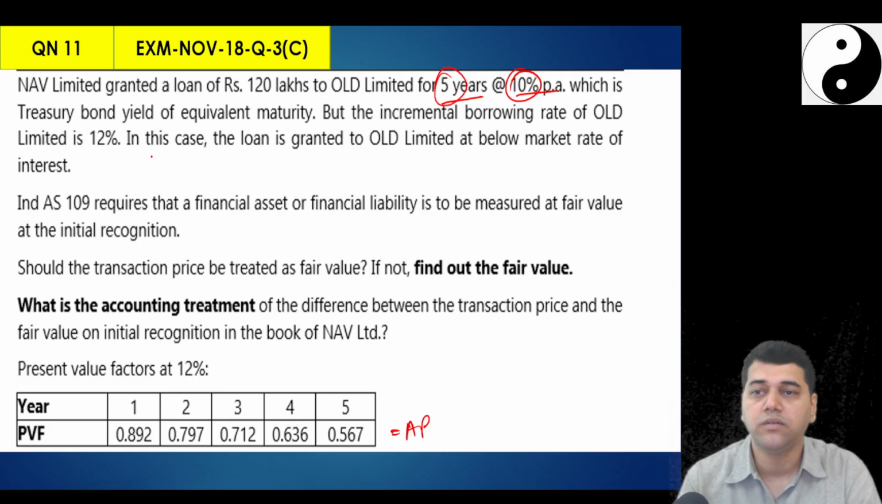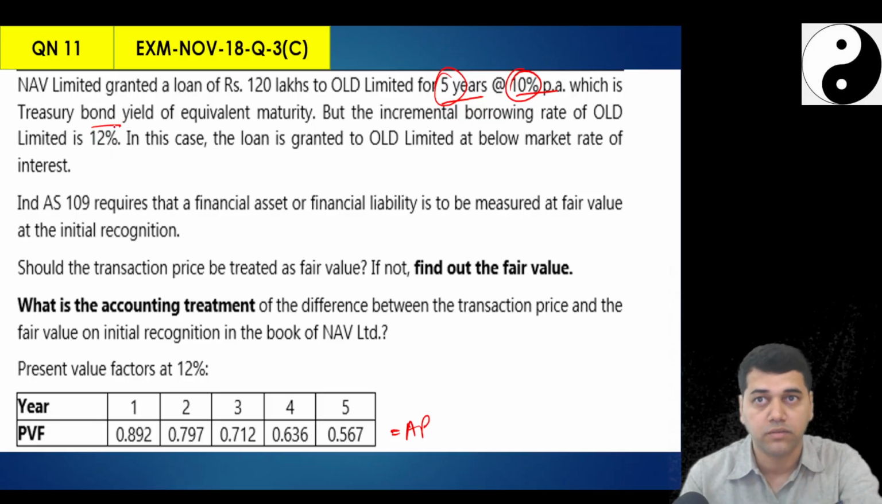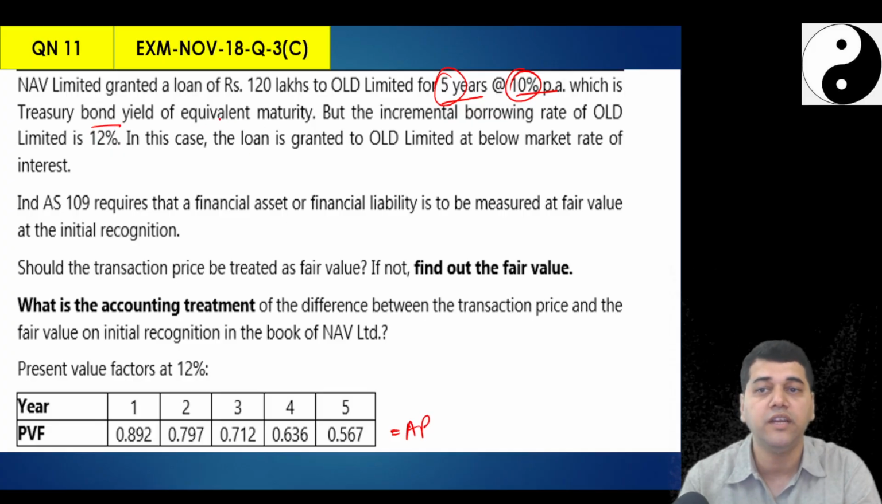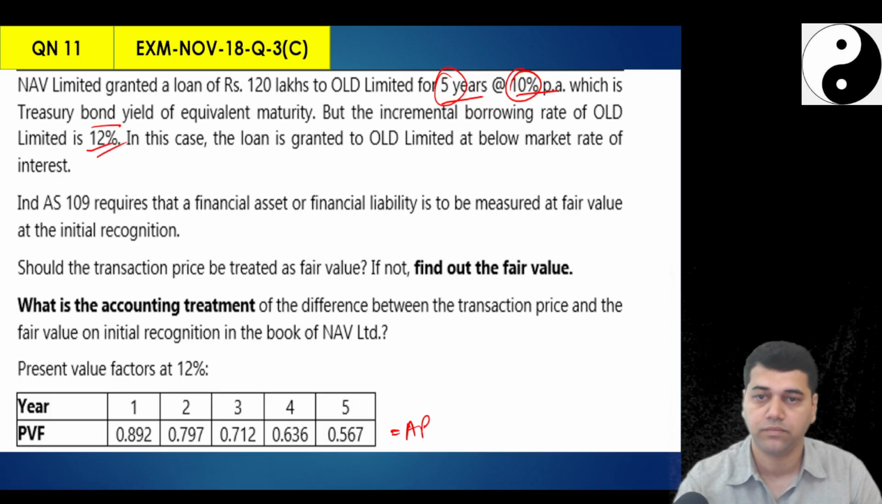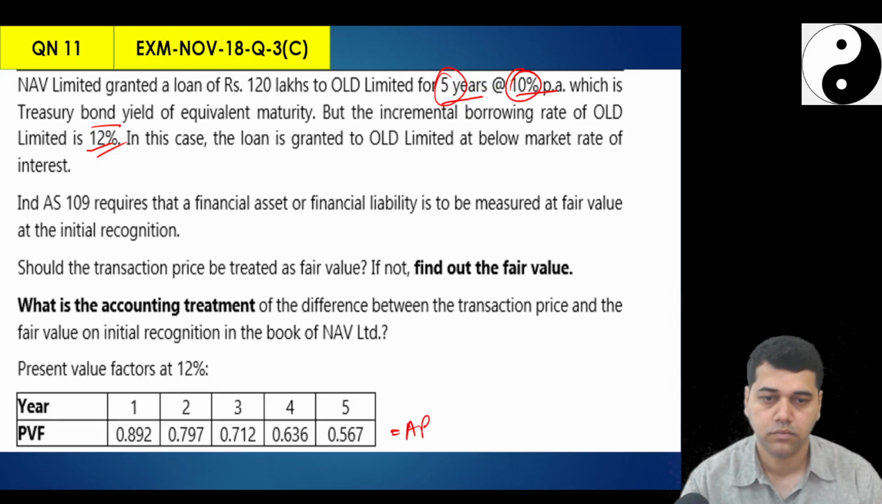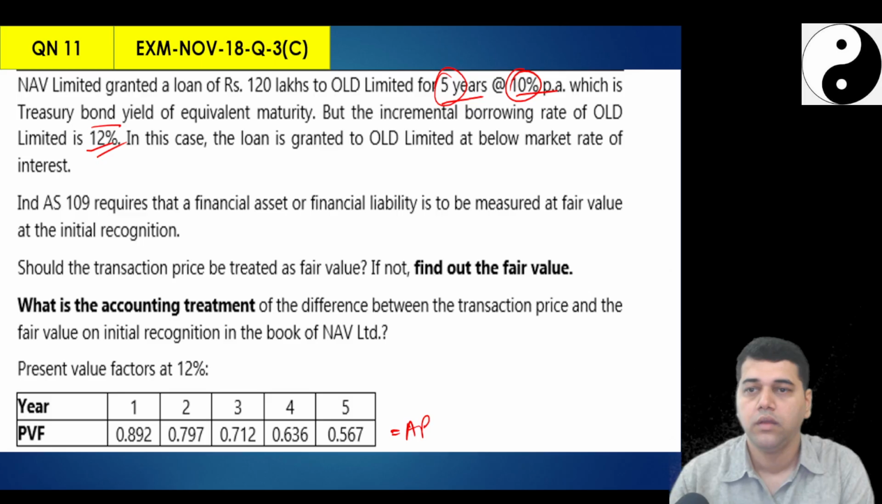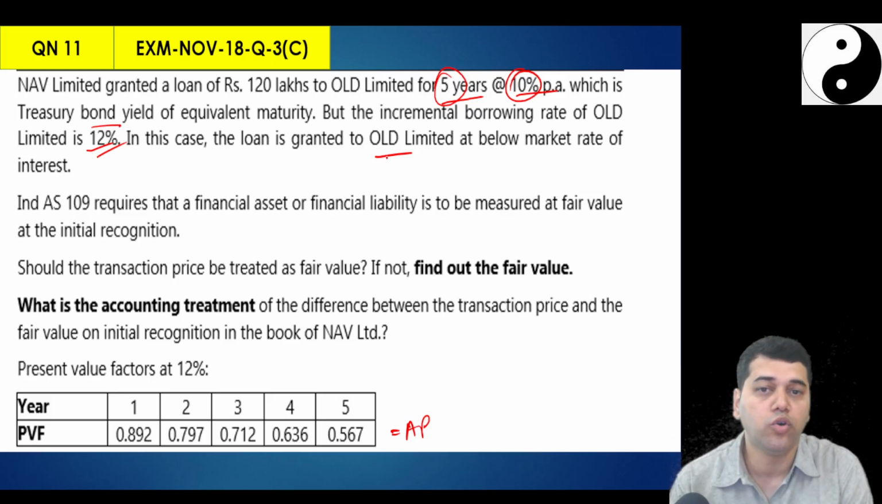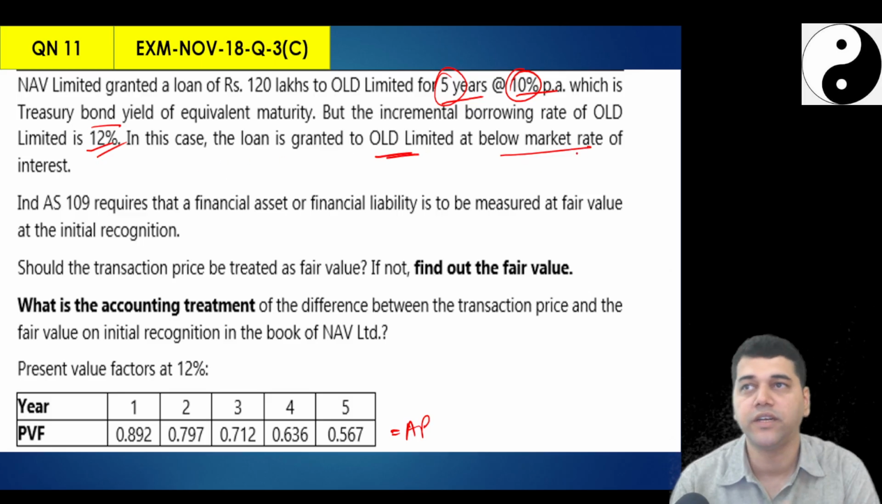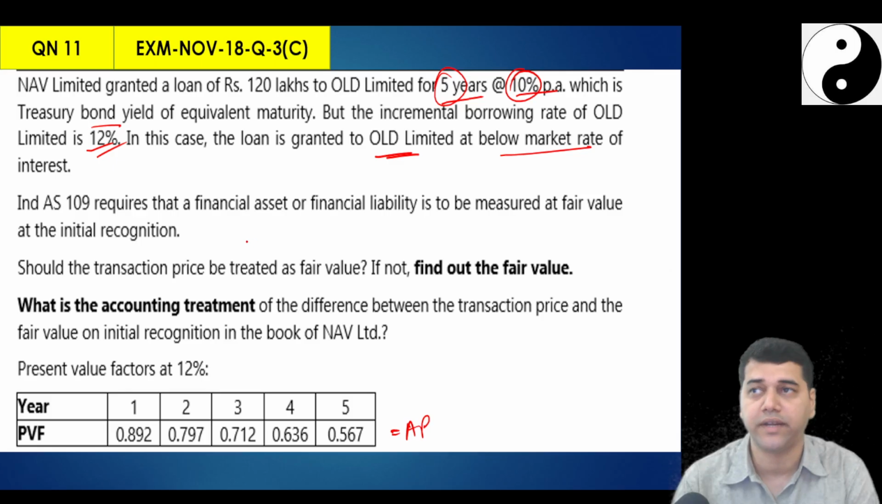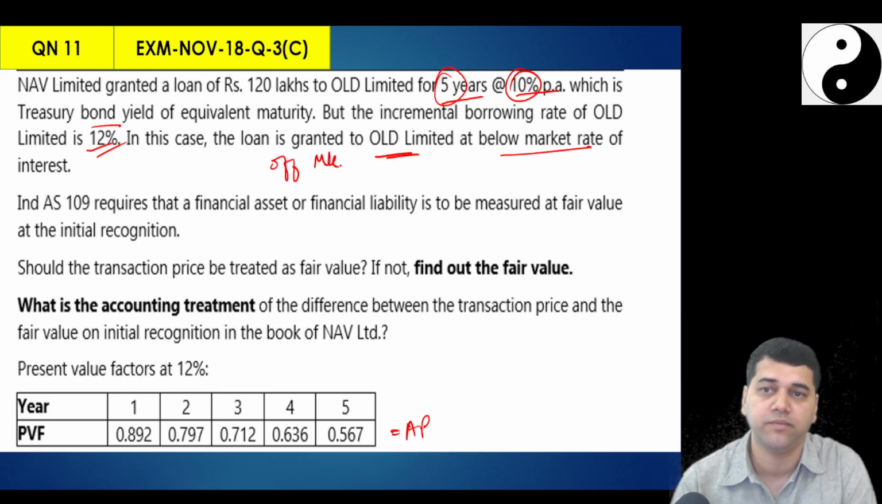Now, which is a treasury bond? It's a bond with the yield of equivalent maturity. But the incremental borrowing rate of Old Limited is 12%. In this case, the loan is granted to Old Limited at a below market rate of interest. For some reason, they gave the loan at less than the market rate. So now you understood this is off market.